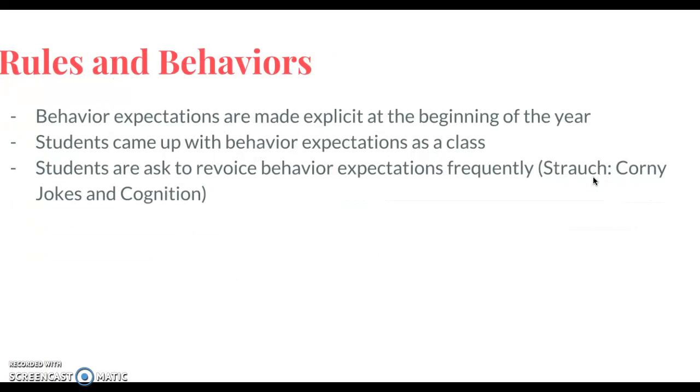Rules and behaviors. Expectations are made explicit at the beginning of the year. We went over a lot of what's expected in the class, but I have 6th graders, so a lot of times I have to remind them. For example, if we're doing a group project or a partner activity, before we get started, I'll say, all right, can someone raise their hand and remind me of our expectations for when we're working in pairs or working in groups, whatever the situation is for that day.